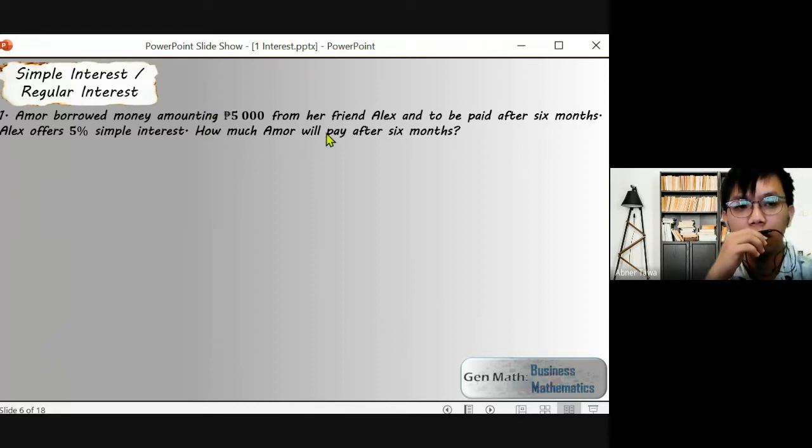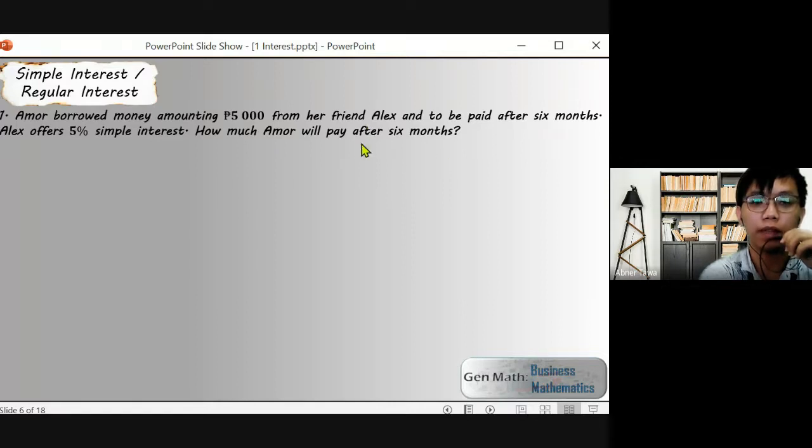So based on this problem, we are going to identify correctly yung mga given, and then we're going to identify, of course, yung tinatanong ng problem or yung unknown. So from this problem, what are the values we are going to have here? So ano nga ba yung nire-represent ng 5,000 pesos? And ano ang nire-represent ni 5%? And then ano ang nire-represent ng 6 months here? Okay, and ano yung nire-represent ng question na how much Amor will pay after 6 months? So we are given the clue word dito sa problem mismo para ma-identify natin correctly kung ano yung nire-represent ng mga values na to.